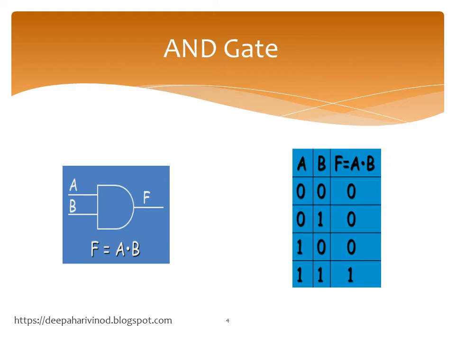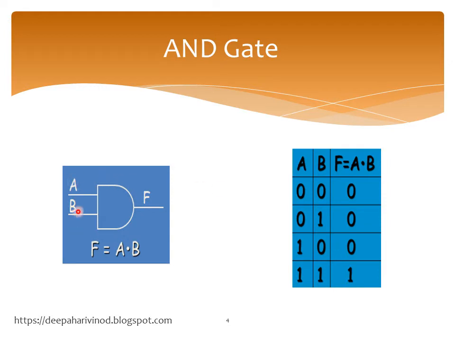Next is the AND gate. This is another basic gate. It has two inputs, A and B, and F is the output. So I can notate F equal to A dot B, where this dot represents the AND symbol. If we have two inputs, 2 raised to 2, that is 4 different combinations will be there. That is 0 0, 0 1, 1 0 and 1 1 are the 4 combinations.